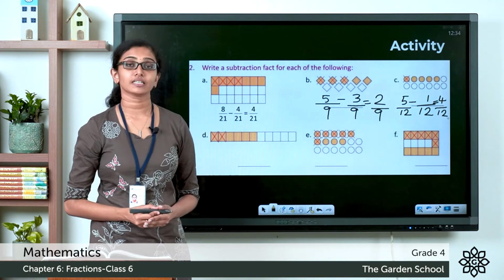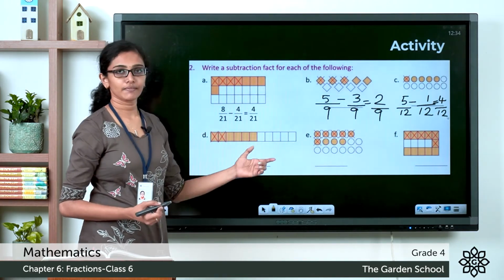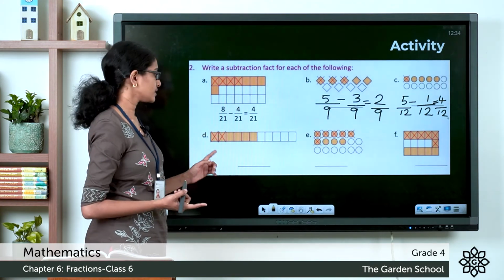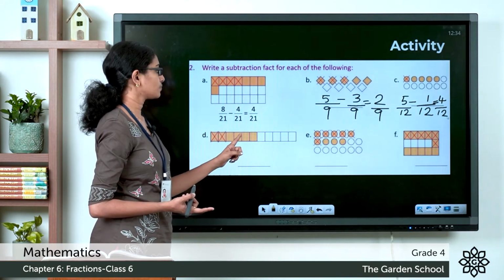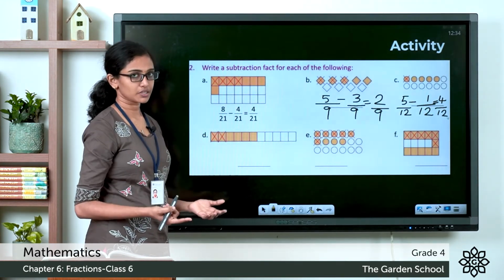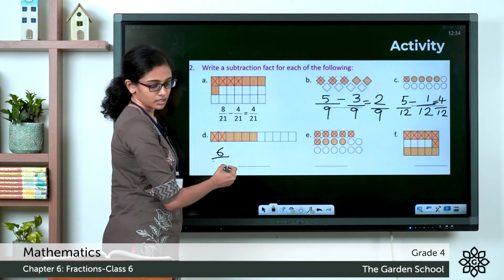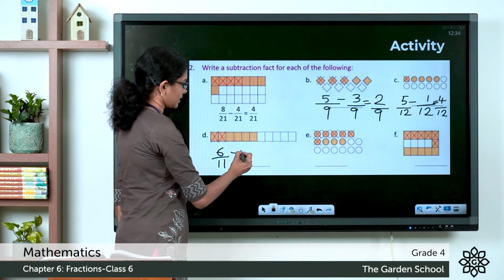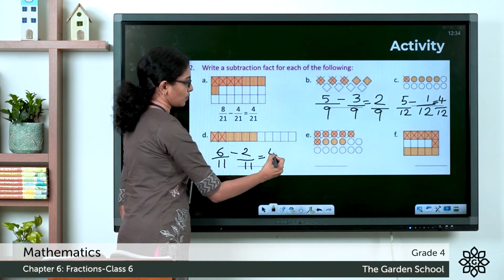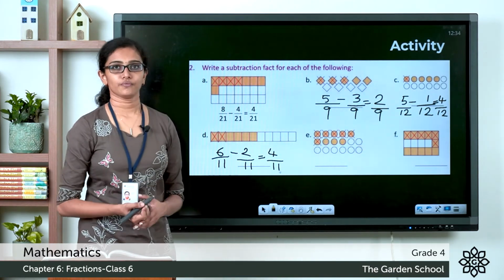Now the next question, question D, there you can see a total 11 parts, which is the denominator, and out of these 11 parts, 6 parts are shaded, 2 are crossed. So the subtraction fact would be 6 by 11 minus 2 by 11, which is equal to 4 by 11. 6 minus 2 is equal to 4.